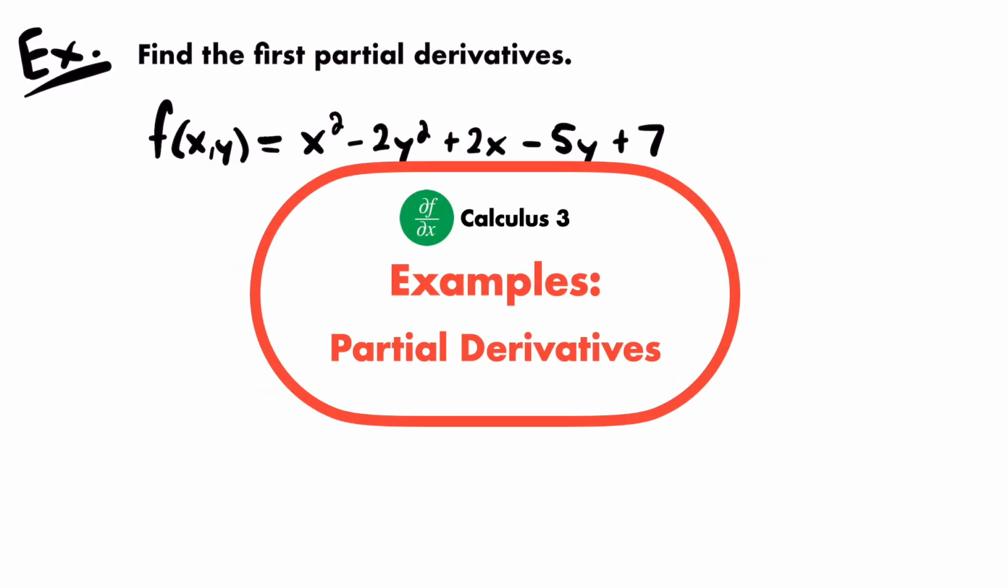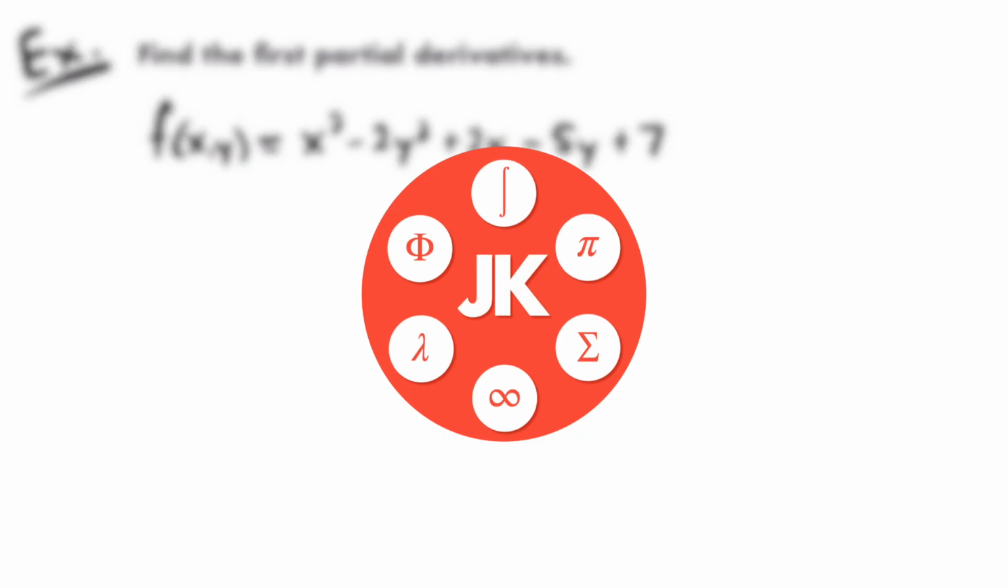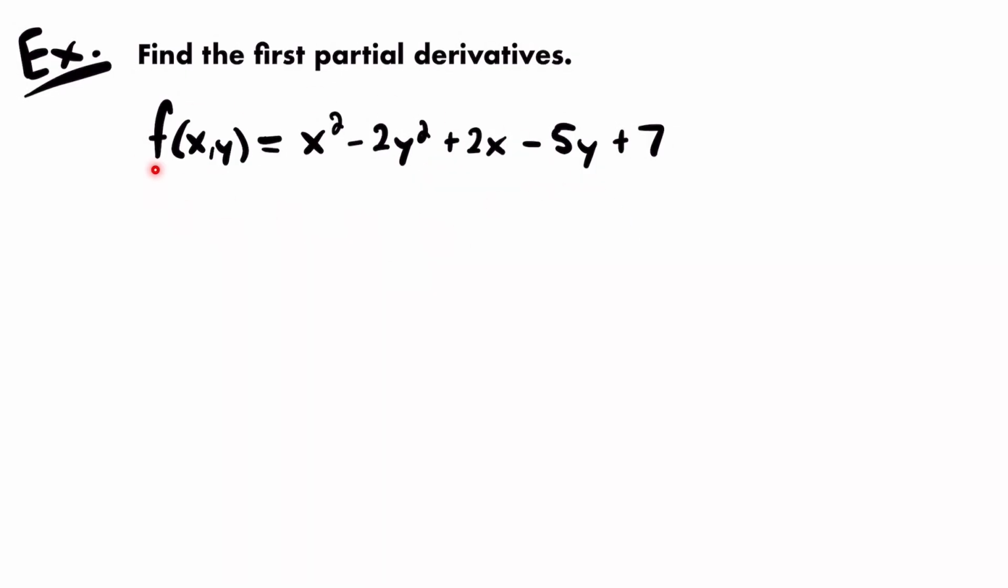Welcome back. Let's practice finding partial derivatives. All right, so here's our first example. We want to find the first partial derivatives of this multivariable function of two independent variables. We have f of x y is equal to x squared minus 2y squared plus 2x minus 5y plus 7.